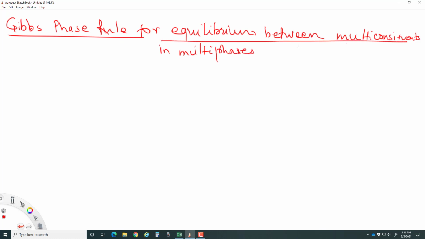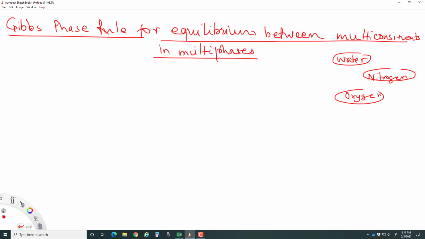Okay, for example, you may have water and nitrogen and oxygen mixed. So these are multi-constituents, and these may also be in different phases. So water may be in vapor and liquid phase. Nitrogen may also be in vapor and liquid phase. Oxygen also may be in vapor and liquid phase. So these are multi-phases and these are multi-constituents.